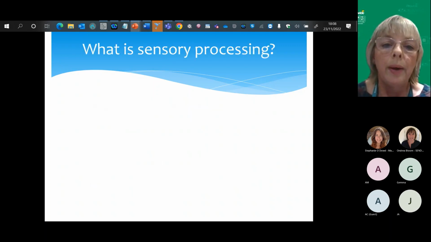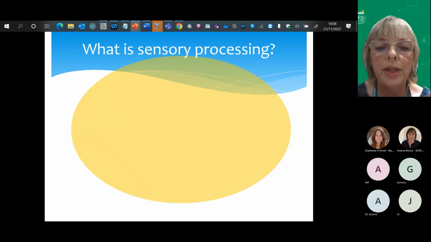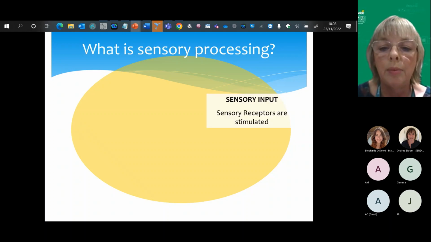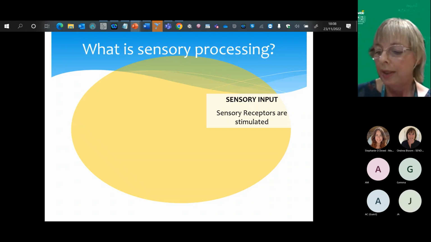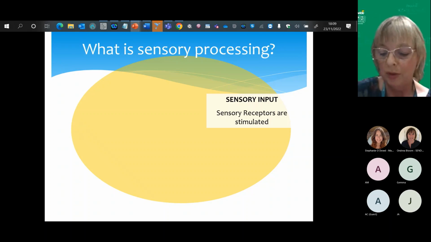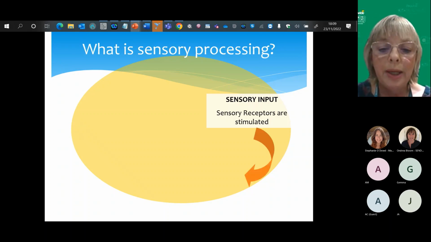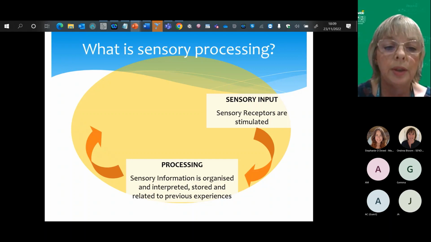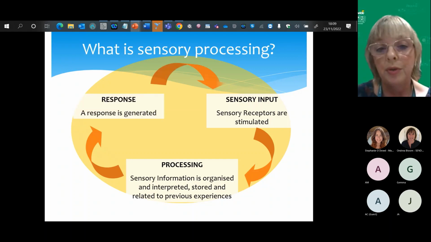So what is sensory processing? Sensory processing is a three-stage process that is ongoing 24/7 for all of us. It starts with a sensory input: your sensory receptors are stimulated. That might be by the smell of a perfume, the sound of a bell or the feel of your socks on your feet. That sends a message to your brain. The brain then processes that information and organises it, and then it produces a response. And that response then produces another sensory input.